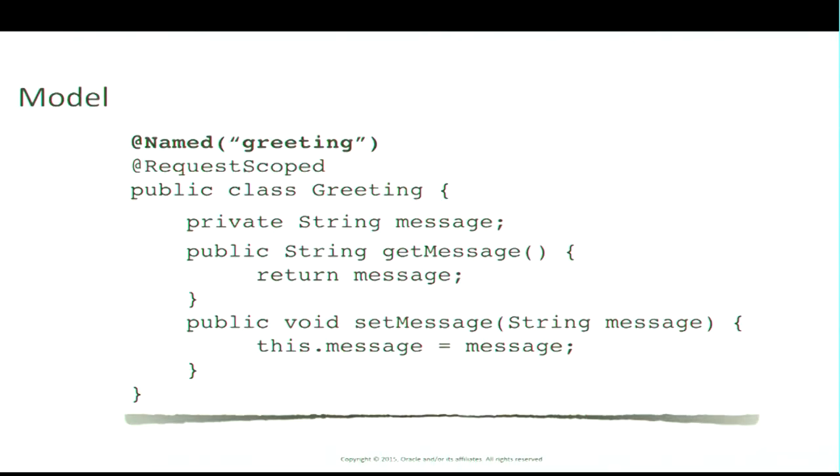So this is how I define a model. This is basically a CDI bean, as we have today in Java EE 7. So we haven't added anything new for the model part. Again, the idea is to leverage as much as we can what we already have today in the platform.